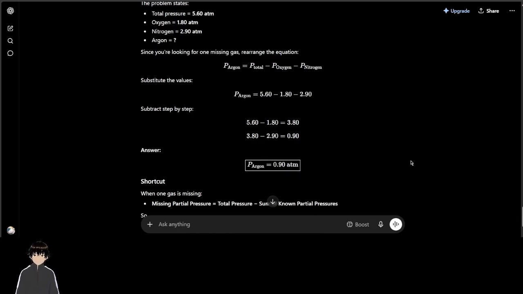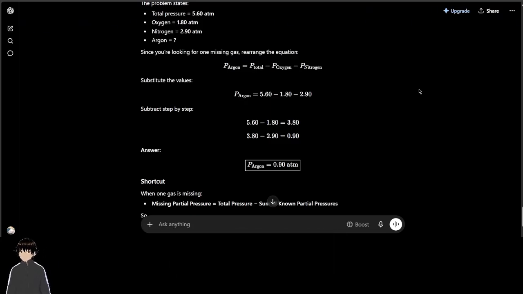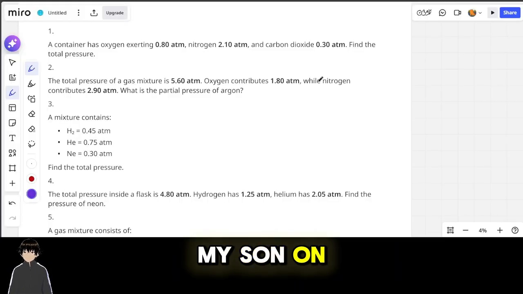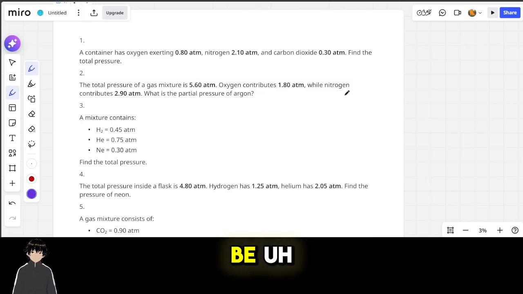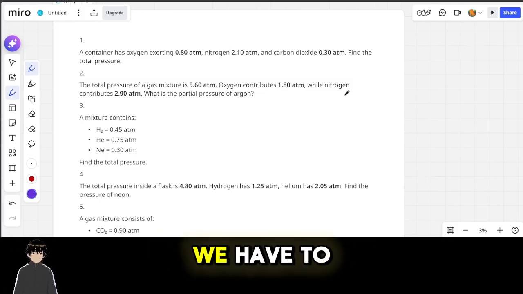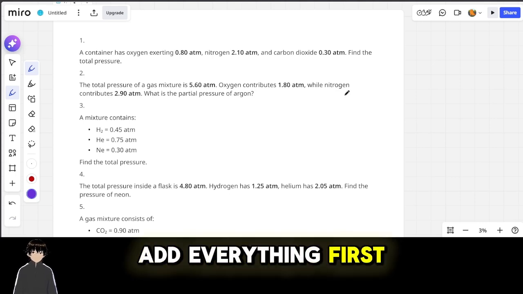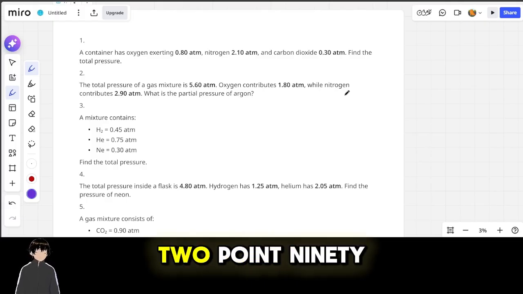So you have that. You have to minus everything. It's partial pressure, total pressure, plus some non-partial pressures. Okay, I see. So that's going to be 5.60. We have to add everything first. So 5.60 plus 1.80 plus 2.90.